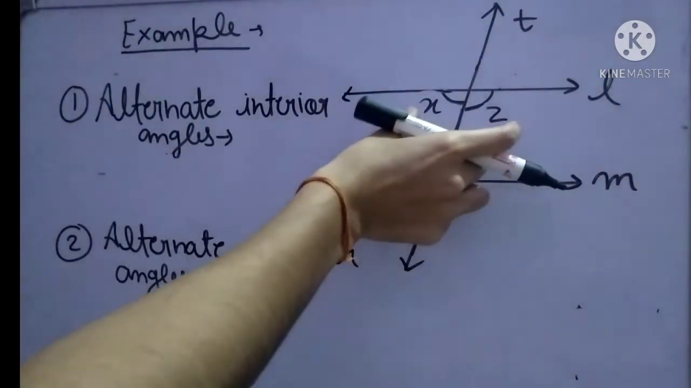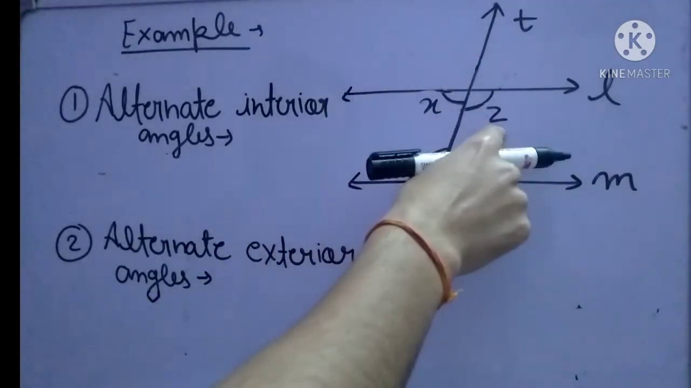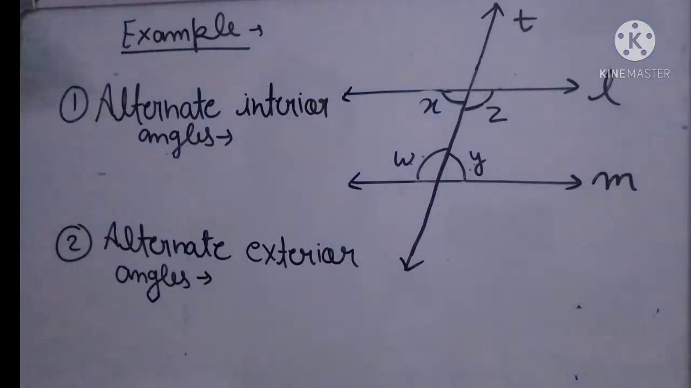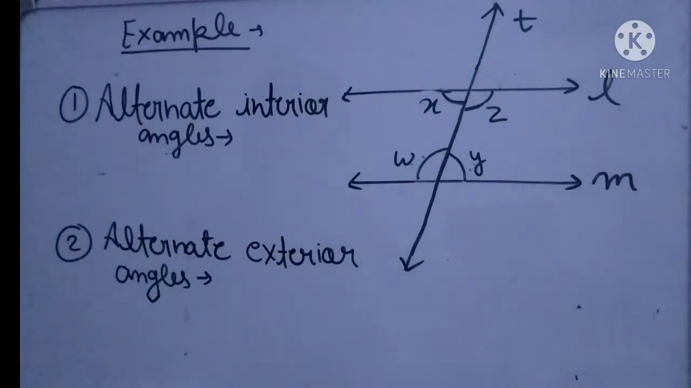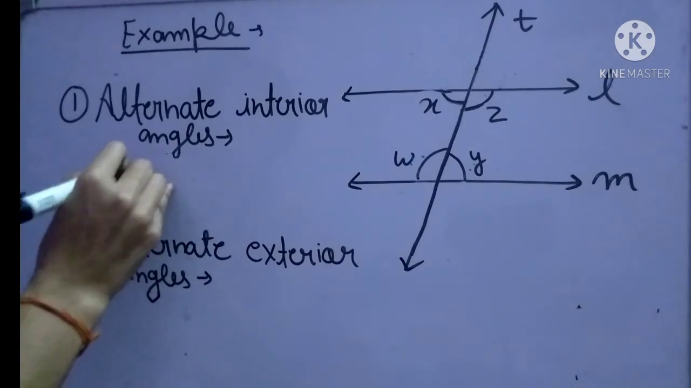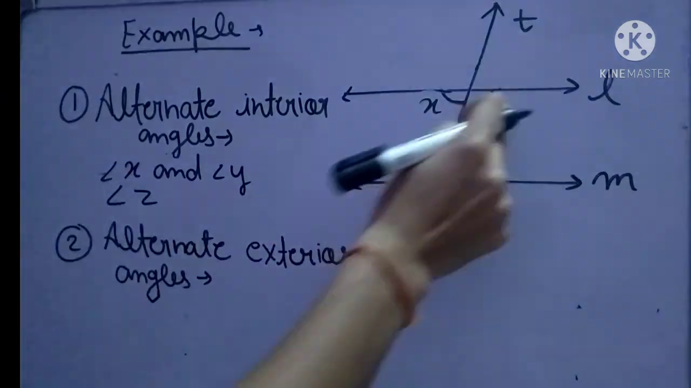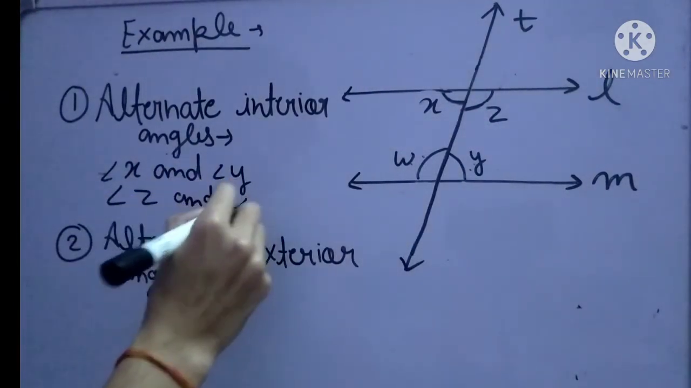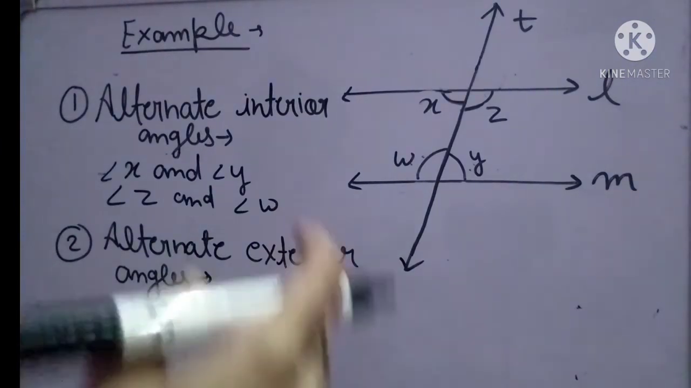And also this angle and this angle don't form a linear pair. We can't say that angle X and Z are alternate interior angles, because these angles form a linear pair. That's why we say that those angles don't form a linear pair. So in this figure, angle X and angle Y, or angle Z and angle W, these are the alternate interior angles. Now we discuss alternate exterior angles with the help of this example.